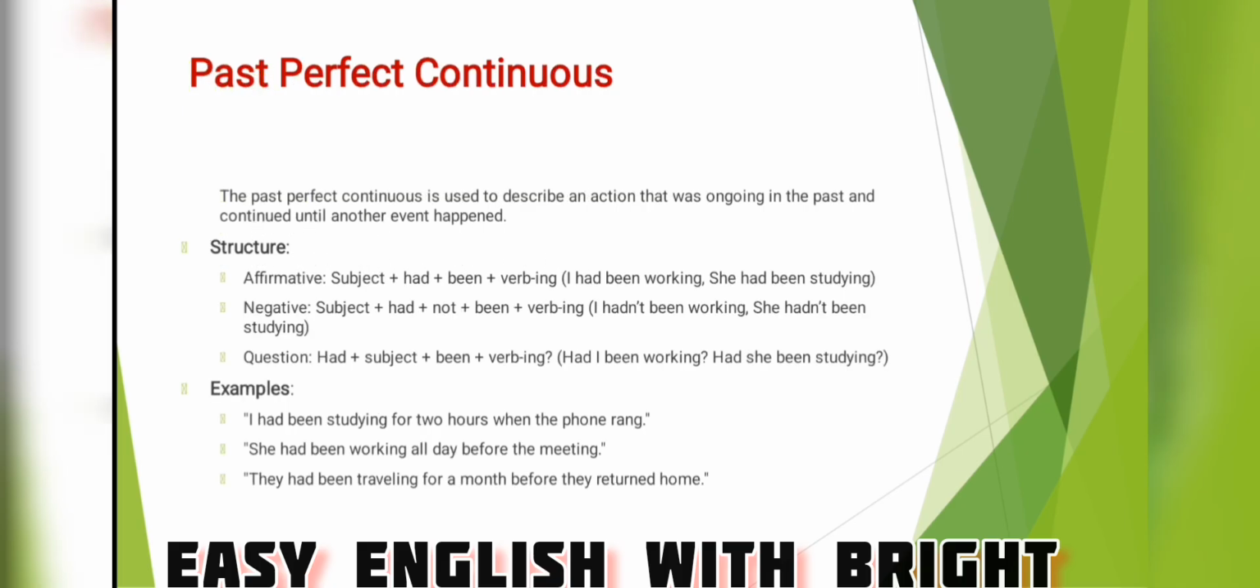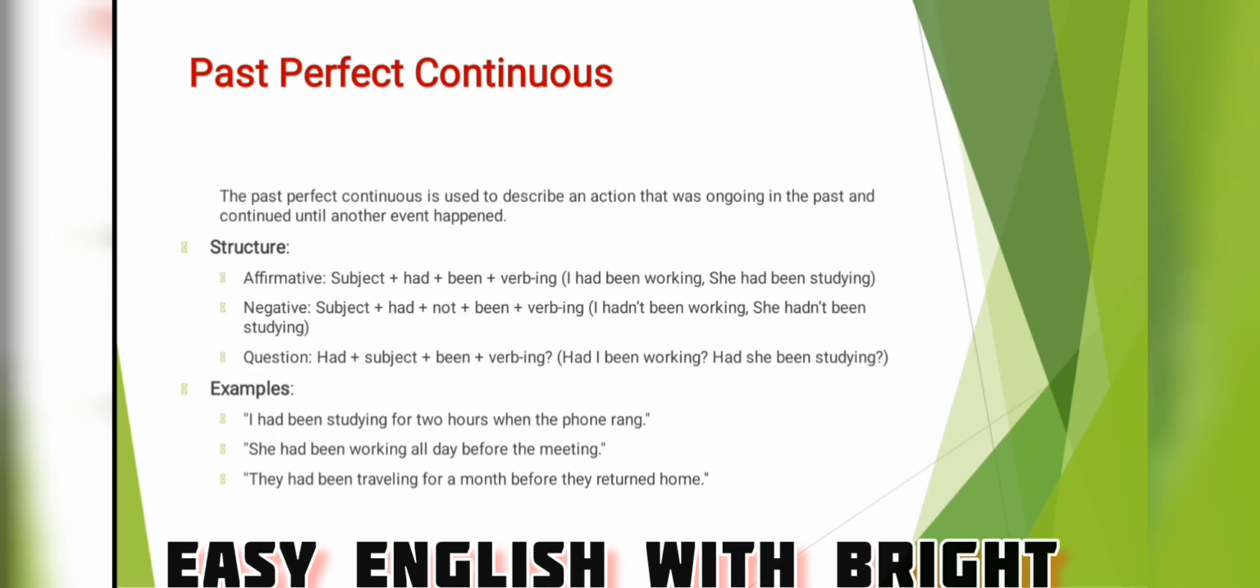Past perfect continuous. The past perfect continuous is used to describe an action that was ongoing in the past and continued until another event happened. Structure. Affirmative: subject plus had plus been plus verb with ing. I had been working. She had been studying.